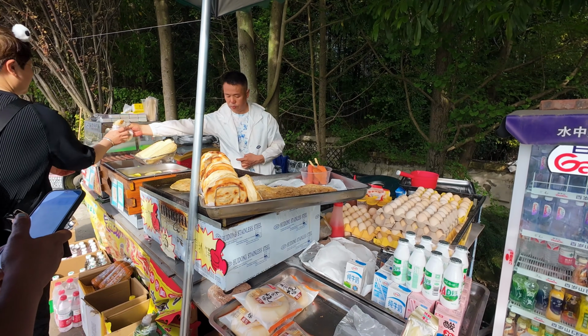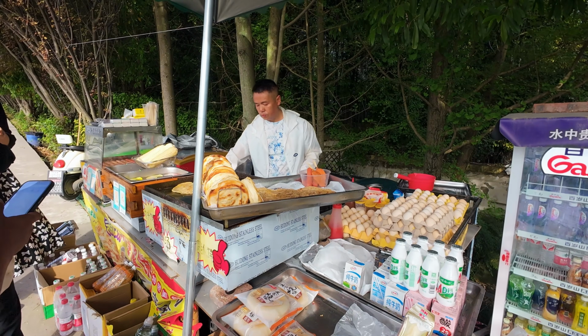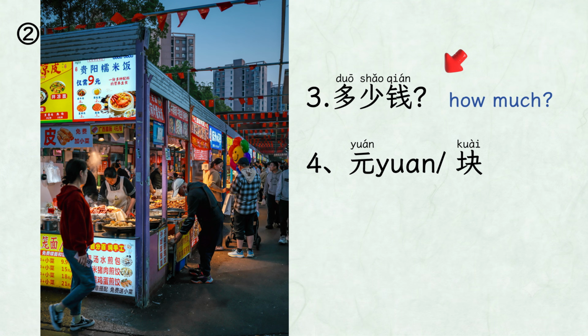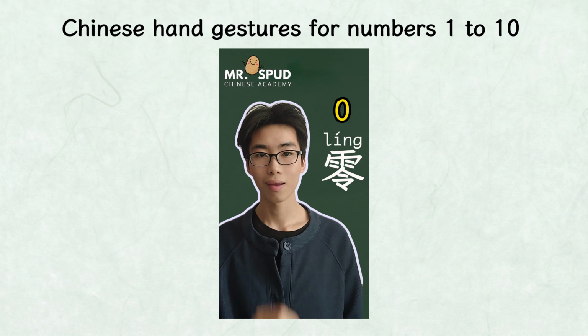If you buy food from a street food store, learn this question. 多少钱？Chinese currency units are called yuan or casually 块. If you can say numbers 1 to 10 in Chinese, I will show you Chinese number hand gestures. They are different from Western gestures.